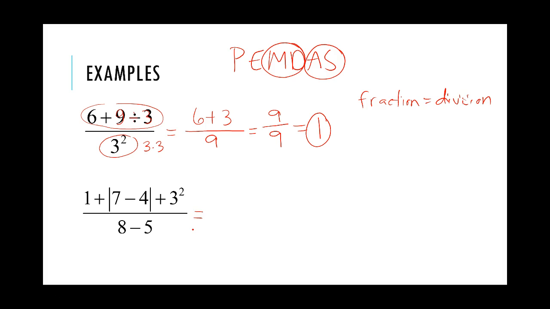Okay, the second example, again, I want to figure out what's the whole top, what's the whole bottom. The bottom's easy, so let's go ahead and fill that in. 8 minus 5, that's 3. Now the top's going to take us some work.